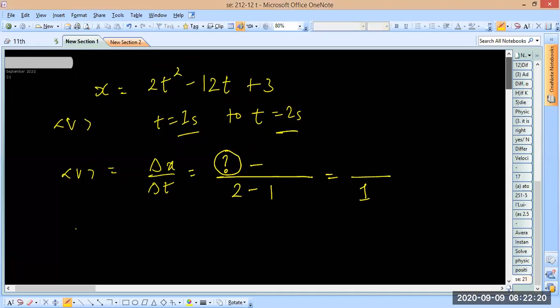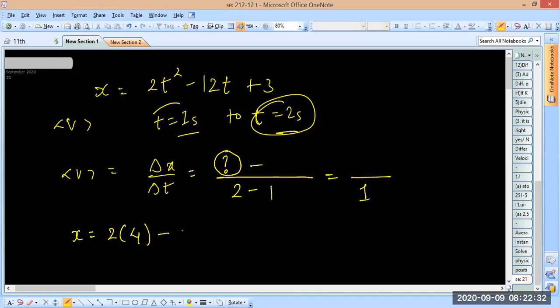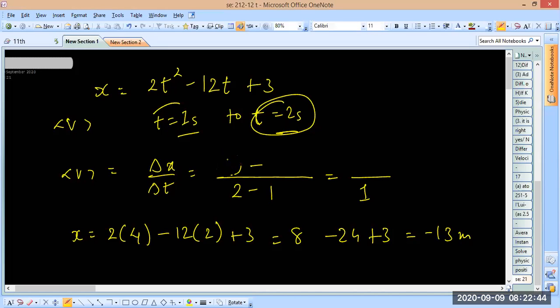Let's check. Okay, put t as 2, right? Final position. Don't forget final. So put t as 2. 2 into 4 minus 12 into 2 plus 3. So that is going to be 8 minus 24 plus 3. So yes, -13 meter. Well done, people. -13 meter.